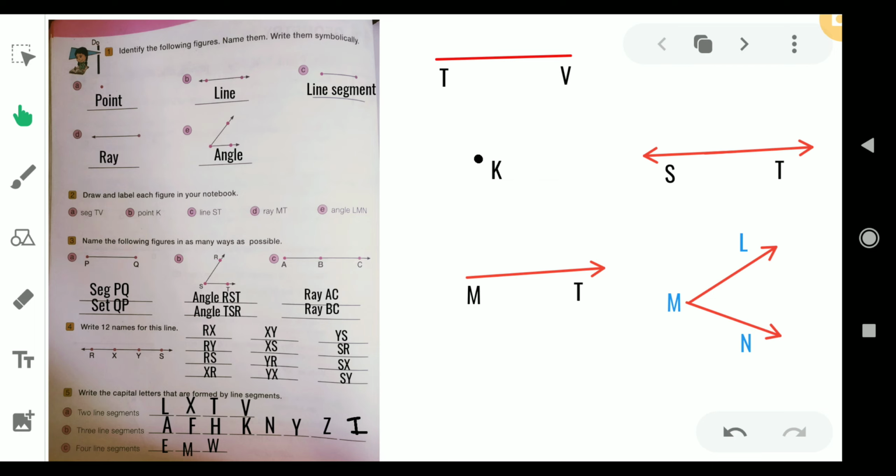Dear children, in the previous video, we learned the meaning of basic geometrical ideas: point, line, line segment, ray, and angle. In today's video, we are going to solve exercise problems based on these concepts which we learned in the previous video. So, your first problem is to identify the following figures, name them, and write them symbolically.